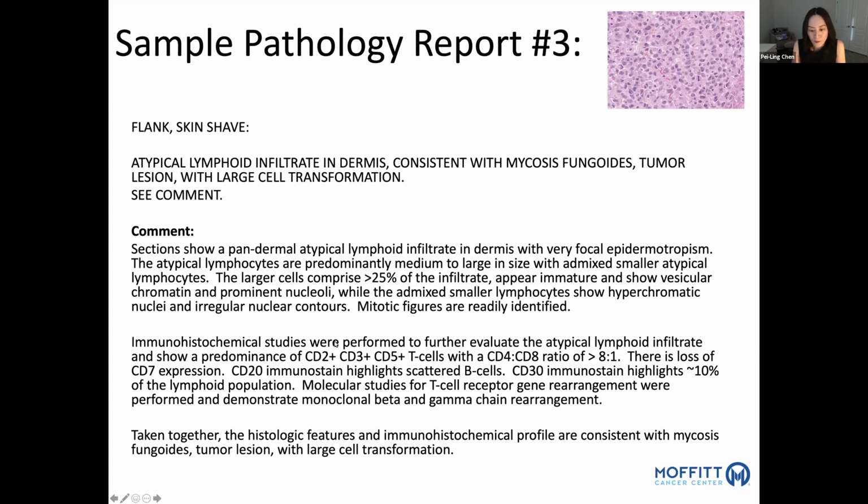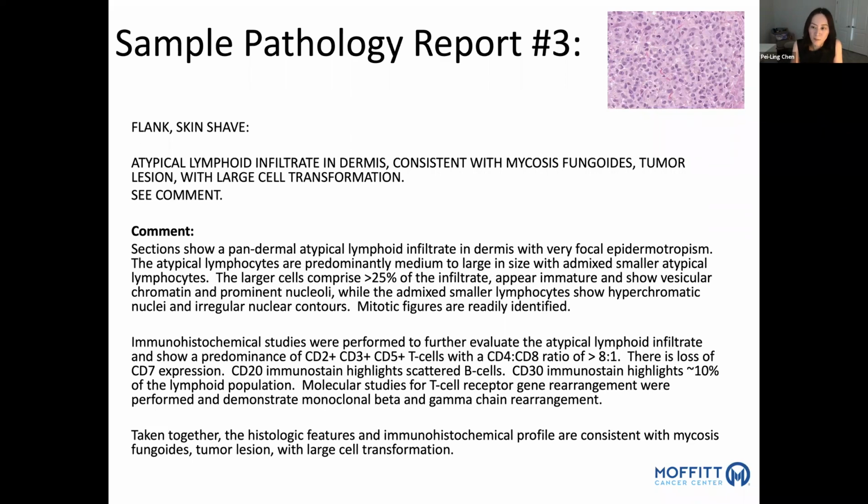Immunohistochemical studies were performed to further evaluate the atypical lymphoid infiltrate, and show a predominance of CD2 positive, CD3 positive, CD5 positive T cells with a CD4 to CD8 ratio. By this time, usually the ratio is fairly skewed, as in this case, greater than 8:1. There's loss of CD7 expression.